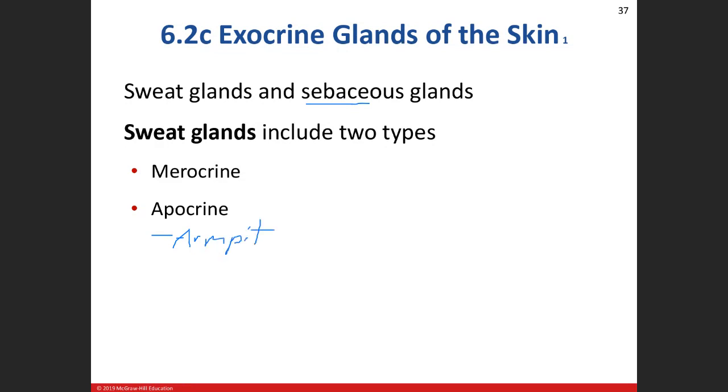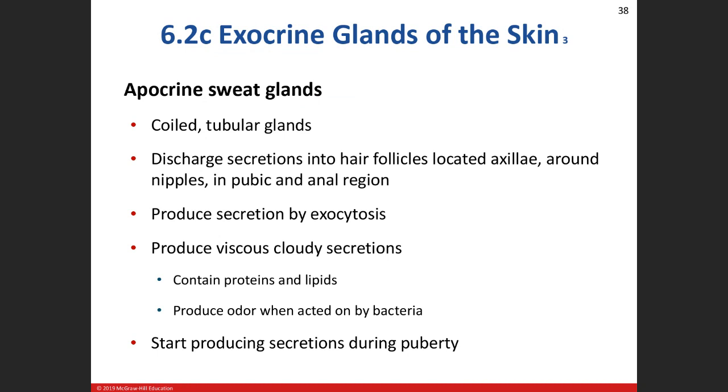Or axilla, okay? And I'll come back and explain what I mean by that. All right, so apocrine glands. First of all, I think it was early when we were talking about the skin, when we were talking about tissues, we learned the different types of glands. You could have a tubular gland, a compound gland, a simple compound, all that stuff.